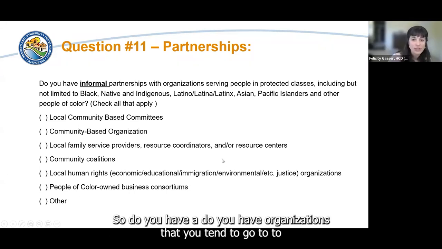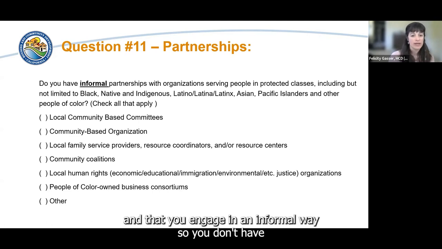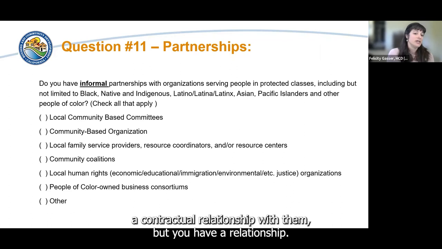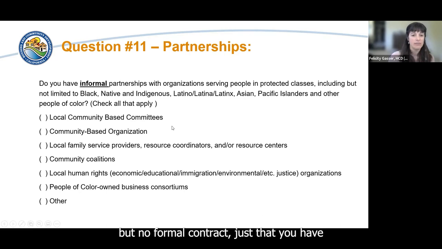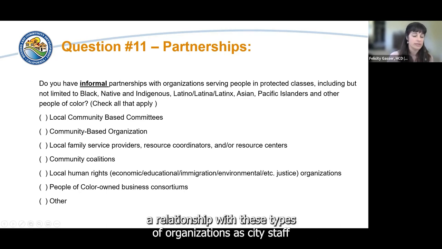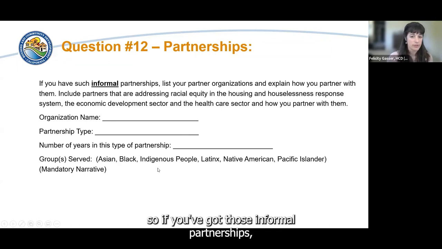Okay. So do you have organizations that you tend to go to to solicit feedback, or that you send your flyers to, and that you engage in an informal way? So you don't have a contractual relationship with them, but you have a relationship. So tell us about those. So it's the same list of types of organizations, but no formal contract, just that you have a relationship with these types of organizations as city staff or as the local city council or board of supervisors. So if you've got those informal partnerships, tell us who those are with as well.